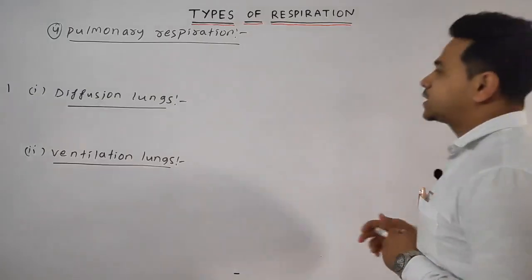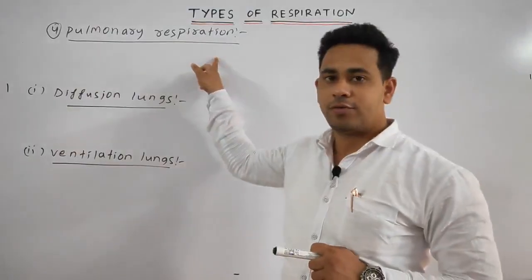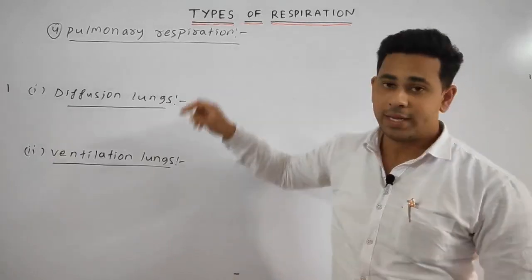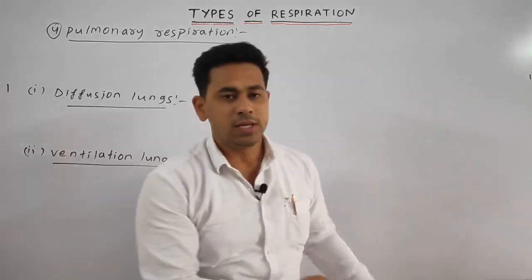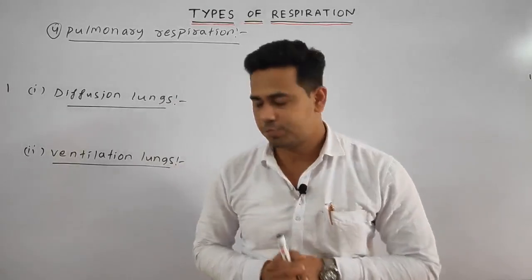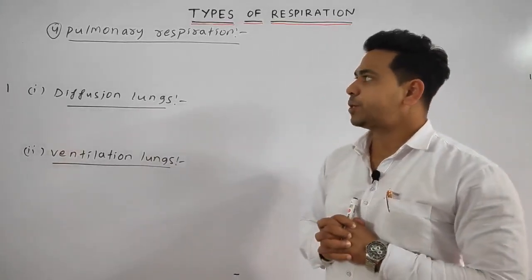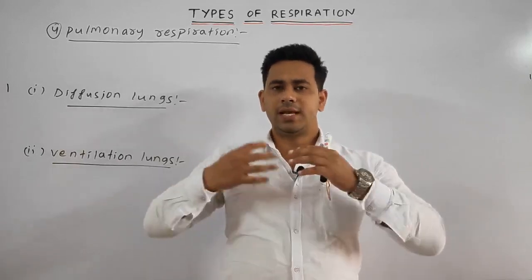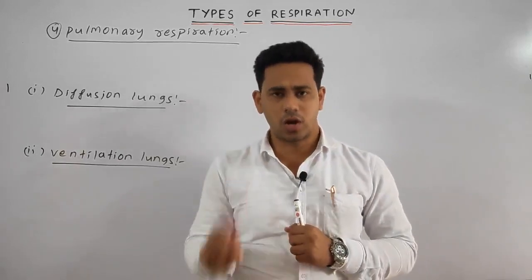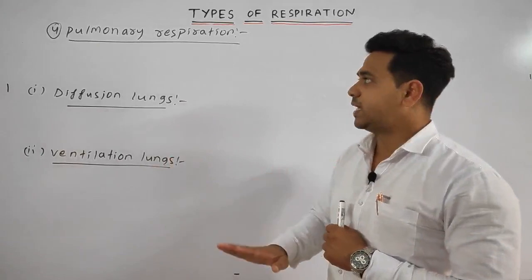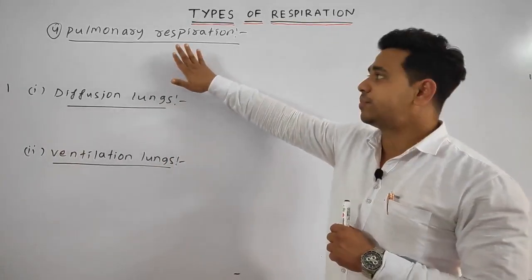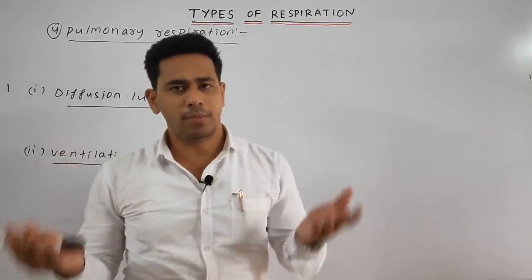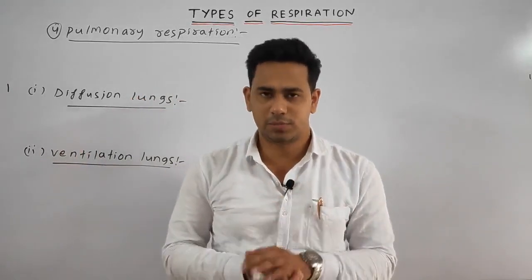Now students, we will discuss the fourth type of respiration according to the respiratory organ, that is pulmonary respiration. What is the type of respiration? That is called pulmonary respiration. Students, we discussed that in the case of the animals who basically respire with the help of the lungs, we said that the type of respiration is pulmonary respiration. So the first point is, in pulmonary respiration, the respiration is by lungs.